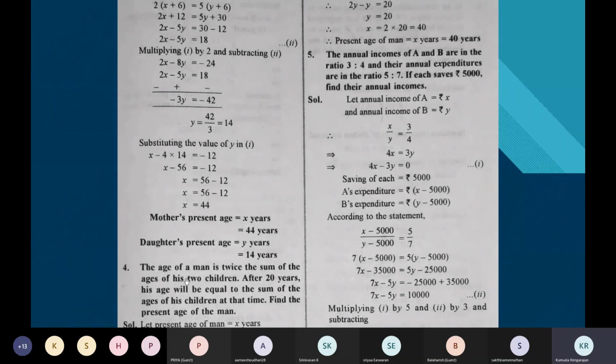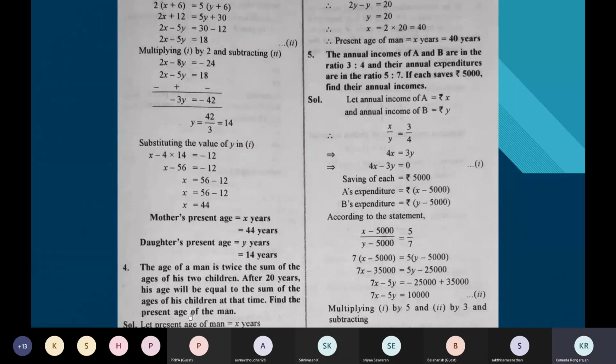See the question. The age of a man is twice the sum of the ages of his two children. After 20 years, his age will be equal to the sum of the ages of his children at that time. Find the present age of the man. You can see that in the question you're asked to find only the present age of the man, not the present age of the two children, which cannot be found also.